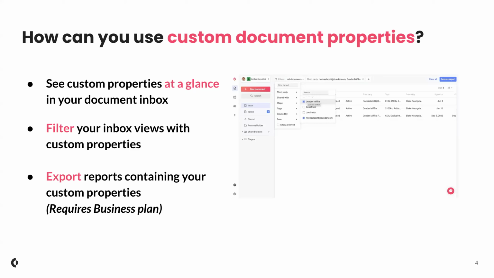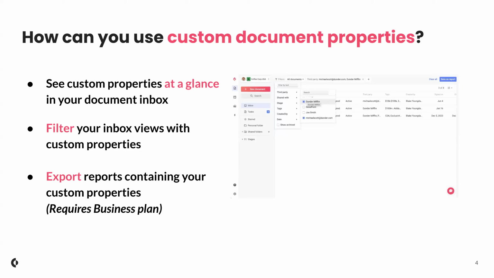Going back to the presentation here. We have 3 benefits really quick. You can see information at a glance. So if you log into your document inbox, you can see the information at a glance. Now, and this was just released, I think yesterday, you can filter your inbox views based on custom document properties. Similar to how you use tags, but even better. And then finally, this information shows up in reports that contain your document properties.